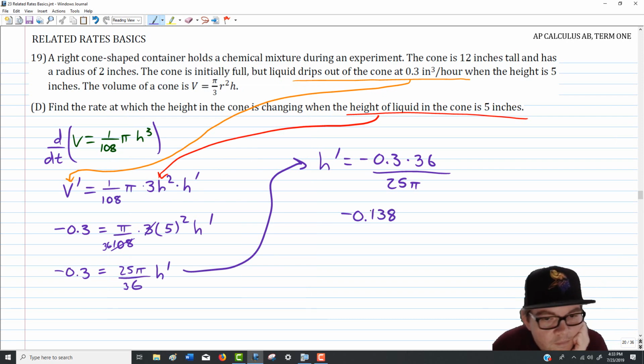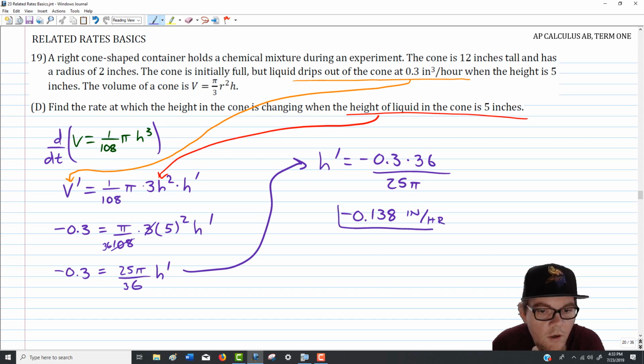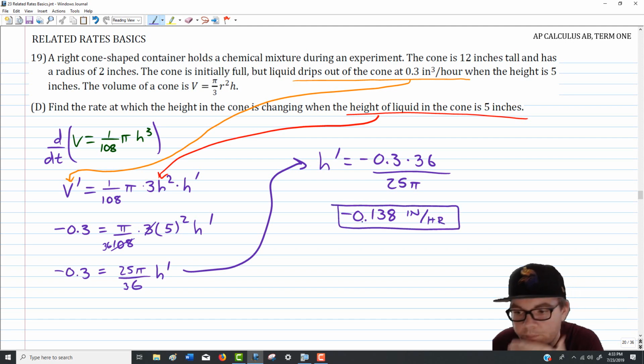0.138, excuse me. So this is the rate at which the height is changing, so that would be in inches per hour. So there is our work. I would say that is our great answer.